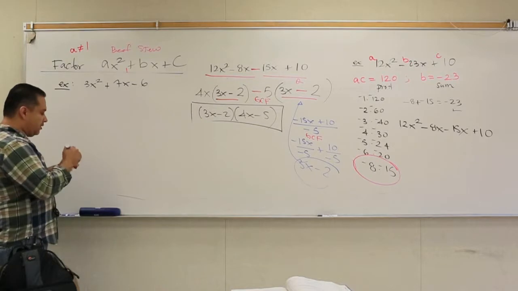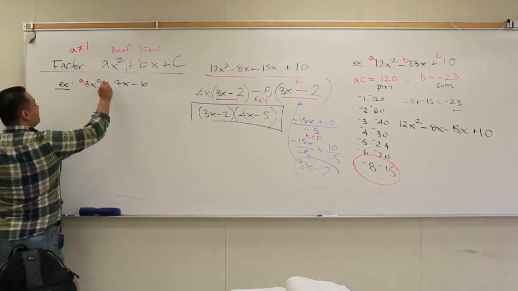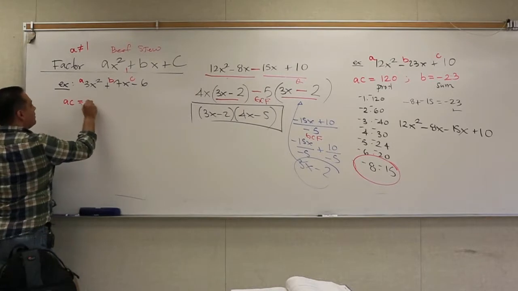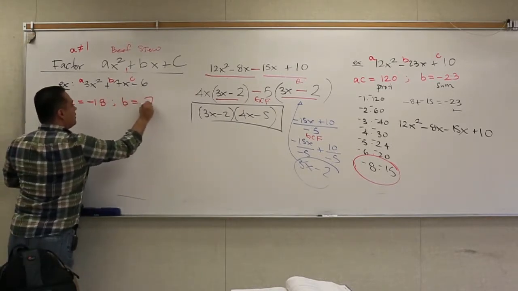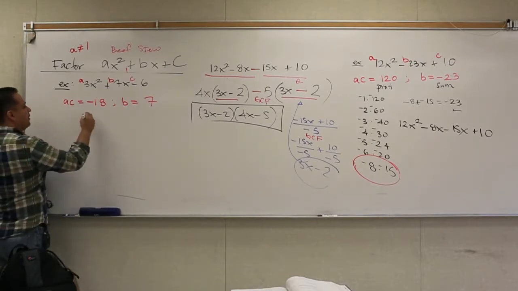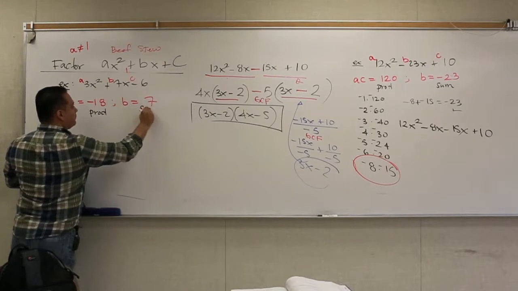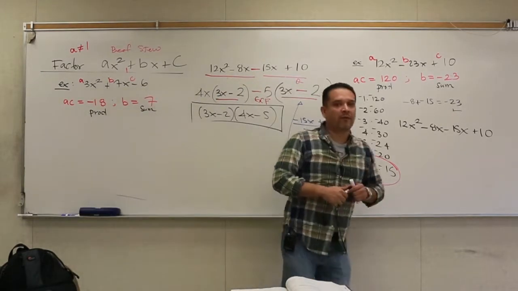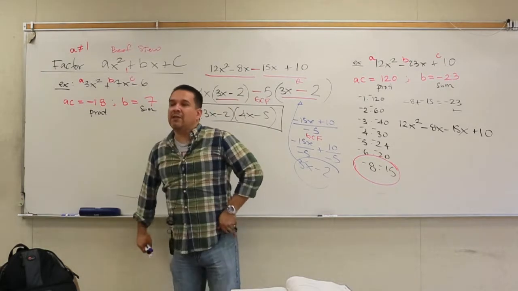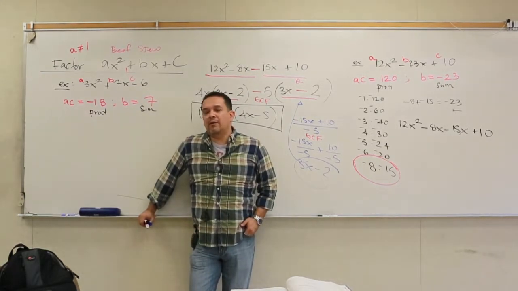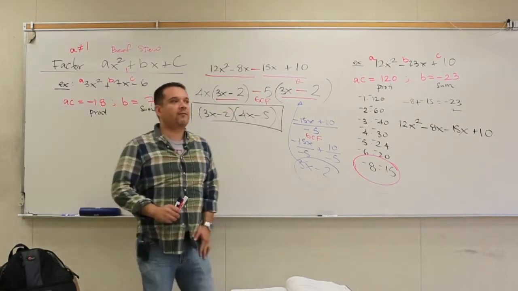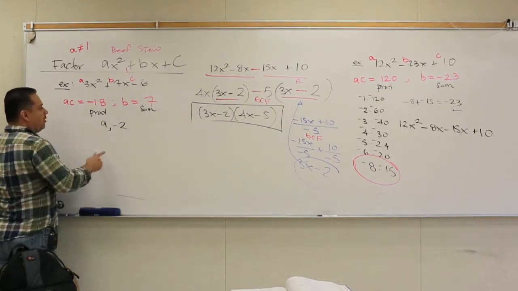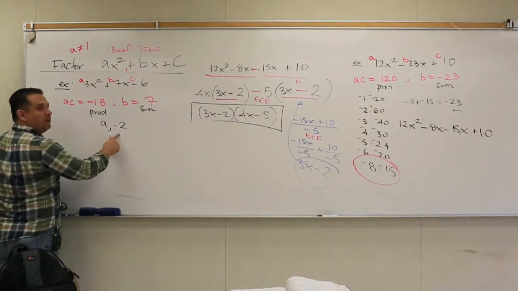Let's go through the process. Isn't that 3 times negative 6? And then what's b going to be? So the product is negative 18 and the sum is 7. We need two numbers. If we find two numbers, it's factorable. If we can't find them, it's not factorable. What two numbers have a product of negative 18 but a sum of 7? What do you guys think? Is it 9 and negative 2? What's 9 times negative 2? What's 9 plus negative 2? Is that 7?